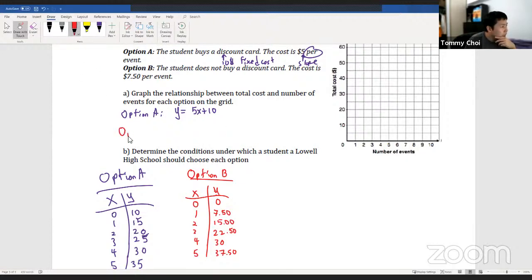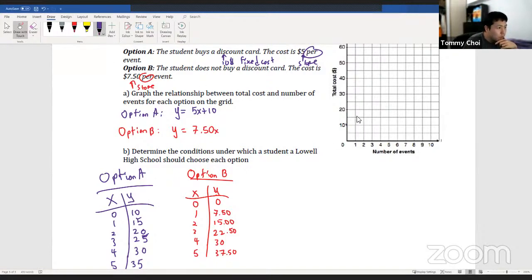For option B, they don't buy a discount card, so there's no fixed cost, and $7.50 per event, that's the slope. So the second equation is 7.50x. Right? So there's 2 ways you can graph it. Create your equation, graph the slope and y-intercept, or draw a table of values. Drawing my table of values, I can plot it right away.